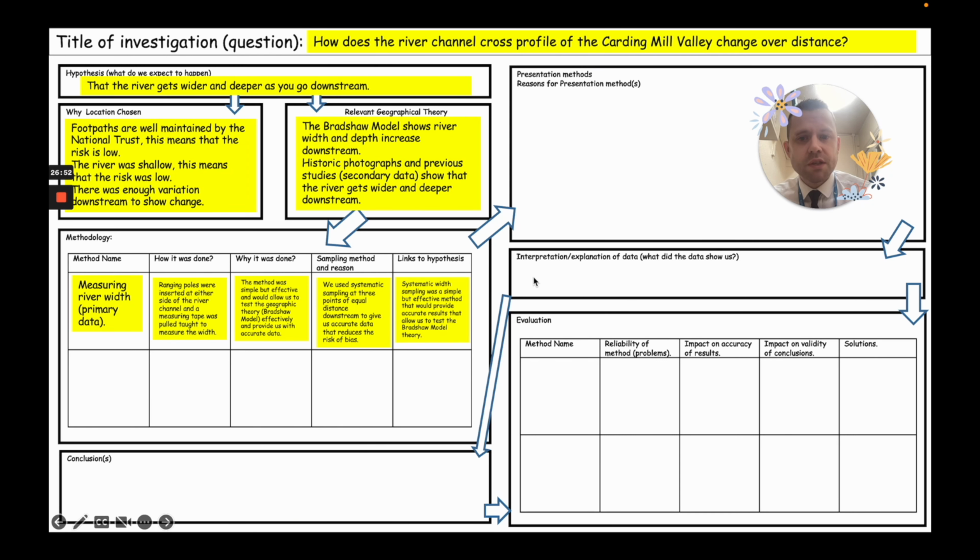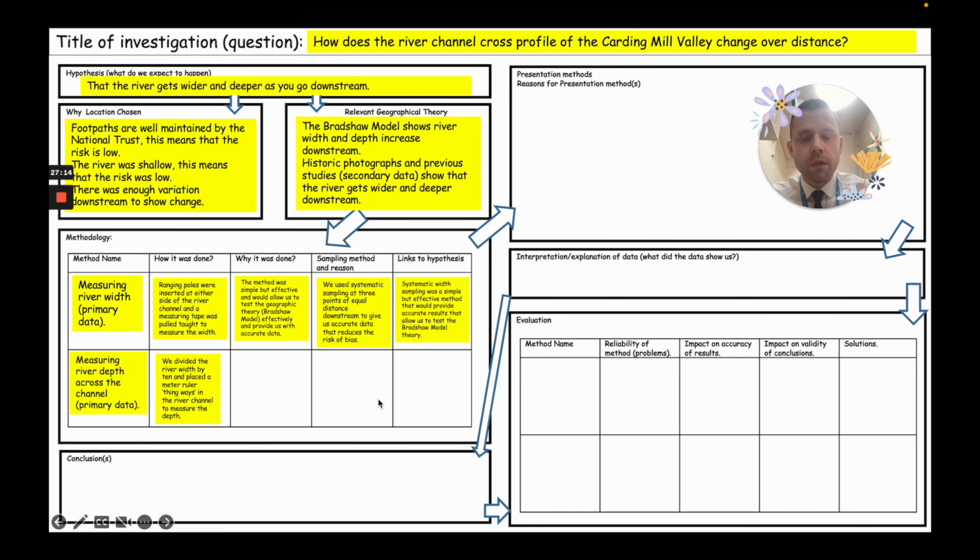Links to hypotheses. Well, systematic width sampling was a simple but effective method. It would provide us with accurate results that allow us to test the Bradshaw model theory, as mentioned above. What was the other primary data? Remember, we want to look not just at the width, but also the depth. So we used measuring river depth across the channel.